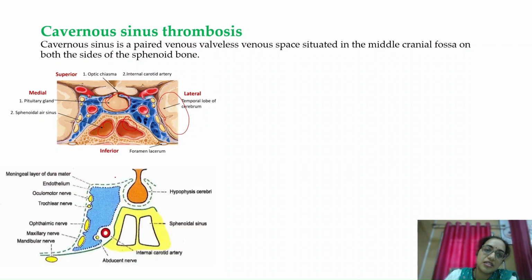So, what are the contents of the cavernous sinus? In the lateral wall, you have the third, fourth, V1 and V2 nerves. So, ophthalmic and maxillary nerves. And then we have V1, V2, and V3 is actually outside the cavernous sinus. So you have the ophthalmic and maxillary nerves here, and you have the abducens nerve within the body of the cavernous sinus. Okay.